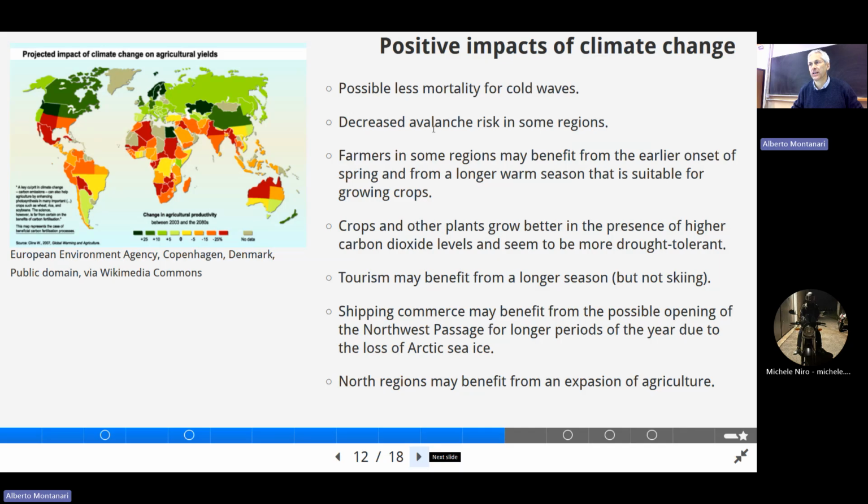Okay, so decreased avalanche risk in some regions. This is something that is very popular during winter, and it is indeed a great risk, and it is decreased because there is less snow. On the other hand, risk is also determined by the number of people who go over the mountains during winter. And indeed, if you look at the deaths from avalanches recently, there is an increasing trend. And the farmers, we already talked about it, and also crops that grow better. Tourism benefits from a longer season.